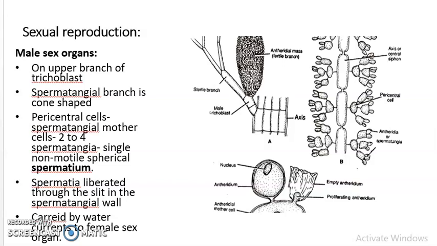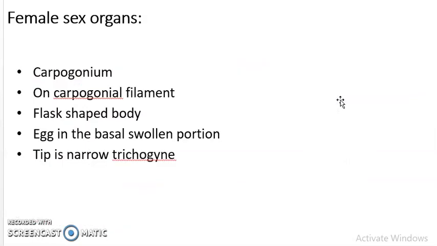The first pericentral cell formed is known as the spermatangial mother cell, and each spermatangial mother cell may produce 2 or 4 spermatangia, as you can see from the figure. From each spermatangial mother cell, a single non-motile spherical spermatangium is formed. When mature, the spermatangium is liberated into the water through a slit in the spermatangial wall and carried by water current towards the female sex organs. So this is the formation of male sex organs.